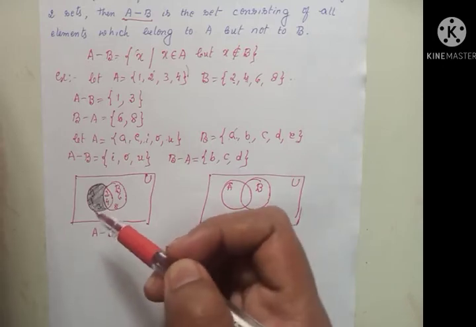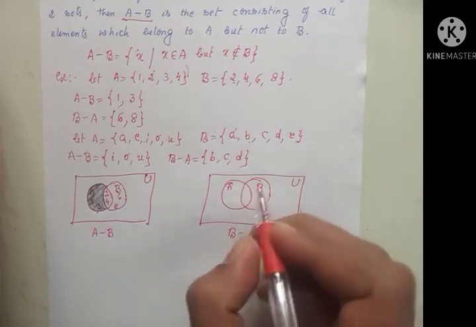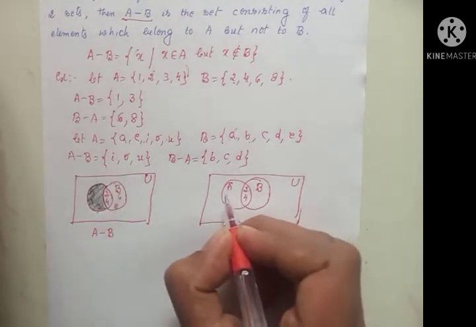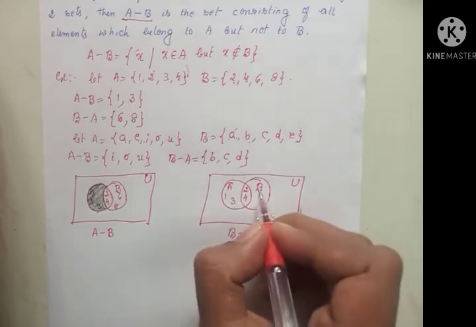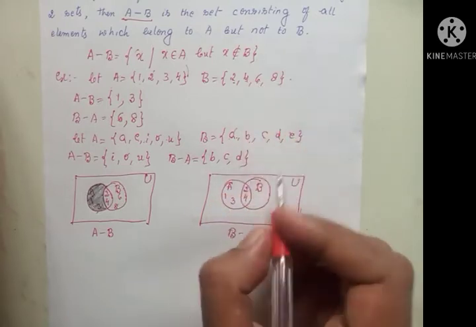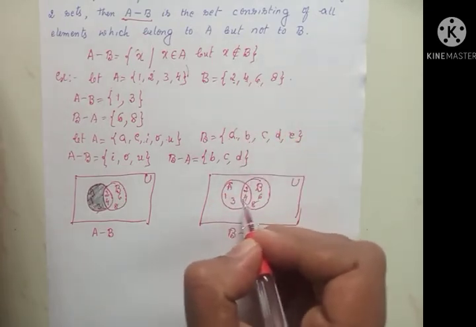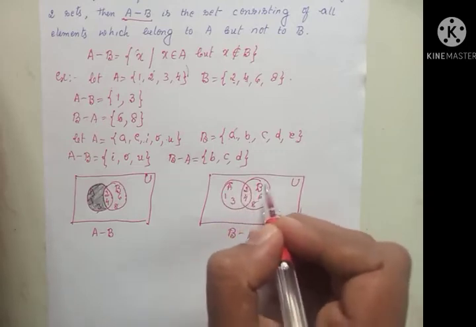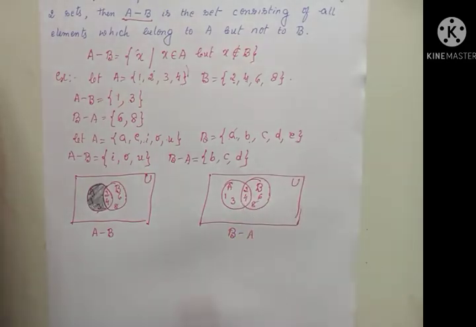Okay. Now B minus A. I'll take the same example. Common elements are 2, 4. The remaining elements of A are 1, 3, and here the remaining elements of B are 6, 8. 1, 2, 3, 4 are the elements of A. 2, 4, 6, 8 are the elements of B. 2, 4 is common. So I have written here B minus A.